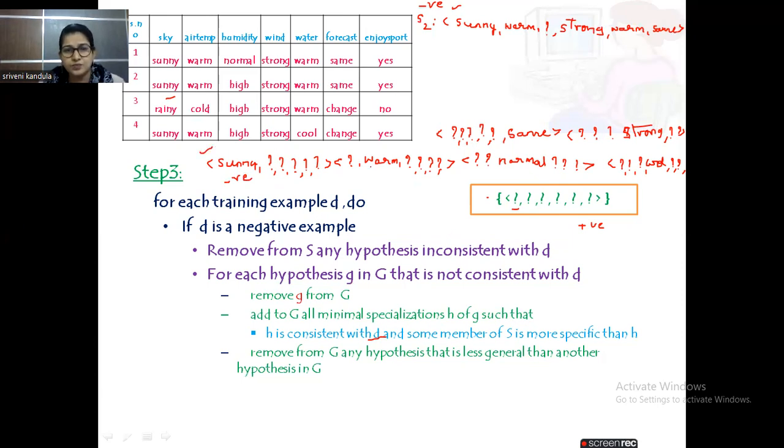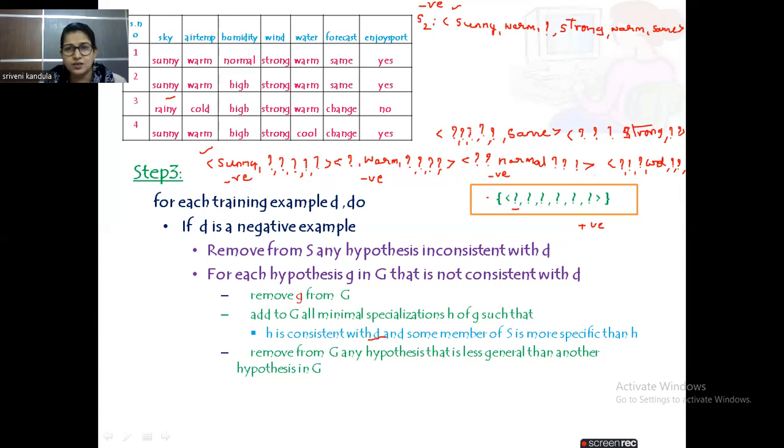Coming to the next one. This is also consistent because here I have a value warm. Here I have cold. Okay. So this will classify my example as a negative. Example is actually negative. So fine. Coming to the next one. Here I have a value high. Here I have normal. So this will classify my example again as negative one. So it is consistent. So let us keep these two. Coming to the next one. Here I have a value cool. Here I have a value warm. So consistent. Let us keep these two.